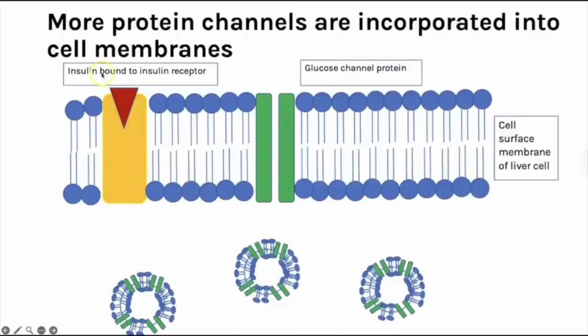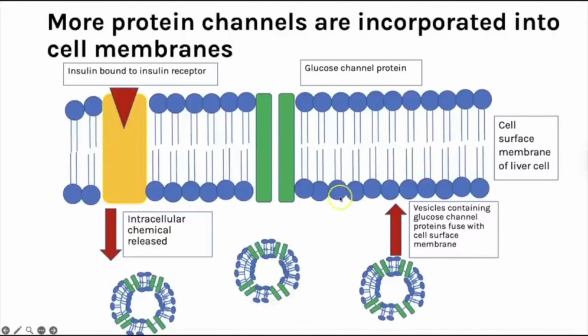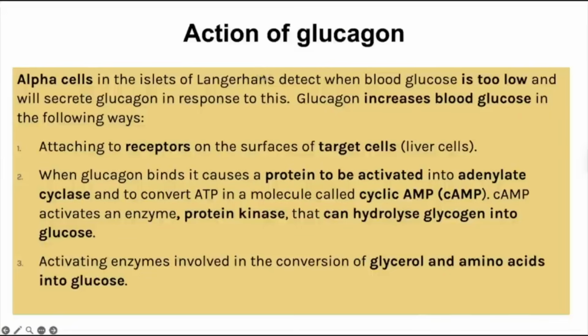And this is just showing us here when the insulin binds to complementary shaped insulin receptors embedded within the membrane of the target cell, the liver cell. That causes a cascade of chemical reactions, which then causes vesicles, which contain the glucose channel protein, to move up and fuse with the cell surface membrane, and it embeds more of those channel proteins. So more glucose can then move from the blood into the cell.